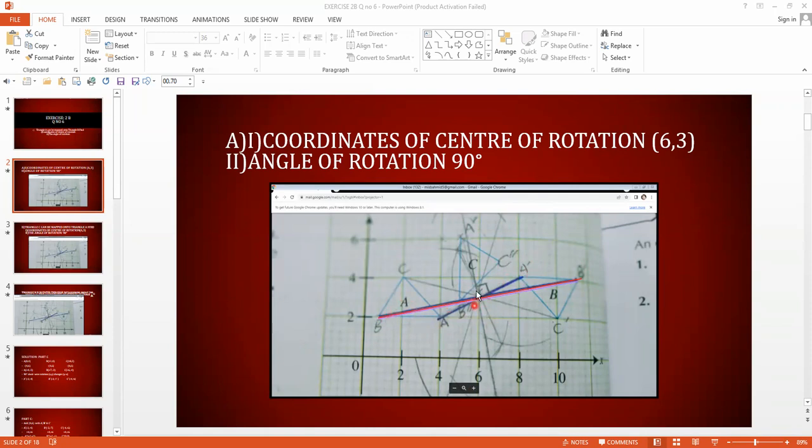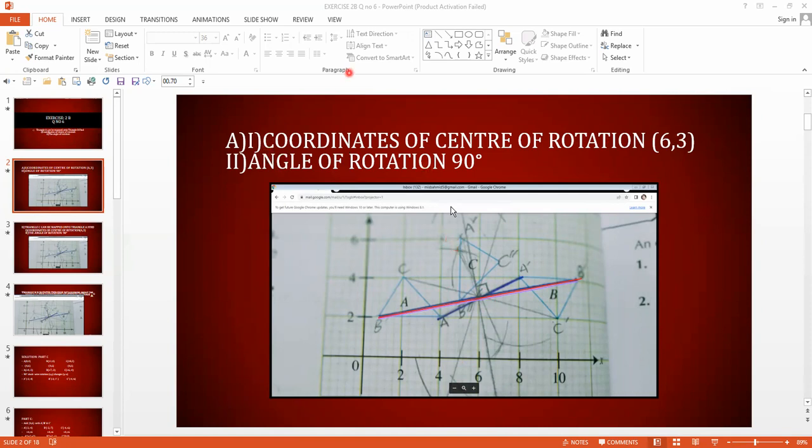And obviously the line A to A prime and B to B prime intersect, and that point is called the center of rotation. And this point on the x-axis we have 6 and on the y-axis we have 3. So the coordinates of the center of rotation are 6 and 3. Clear? Now we come to the second one, that is the angle of rotation.